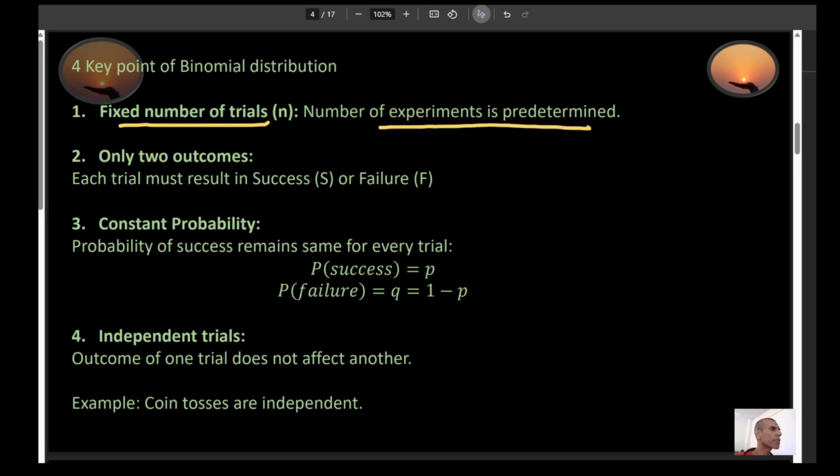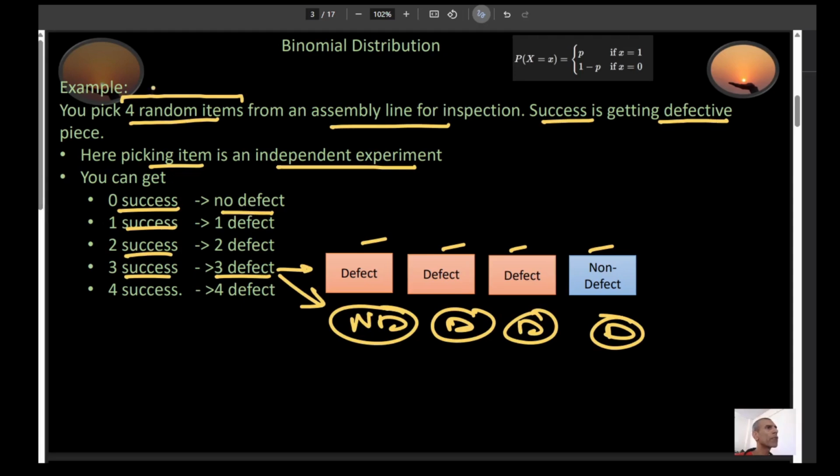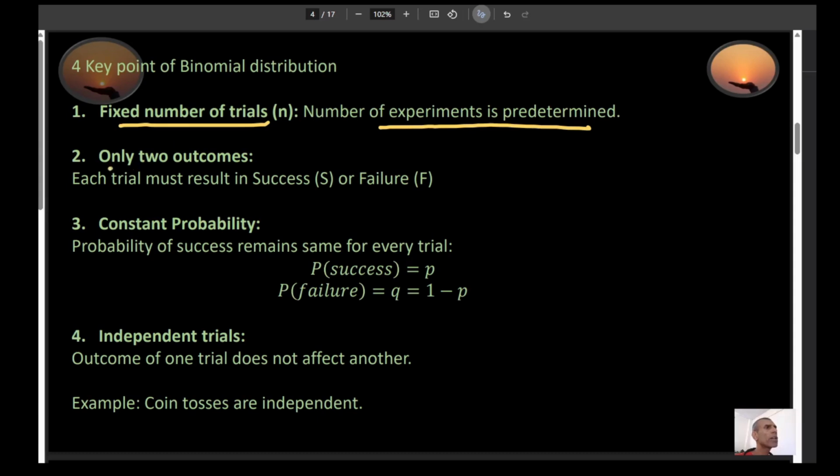For example, in our previous case, that was right here, I actually defined my number of experiments as 4. Next one, you can only have 2 outcomes. Your outcome can be success or failure. There is no third option. Constant probability. What it means is that your probability of success is always going to remain the same for every single trial.